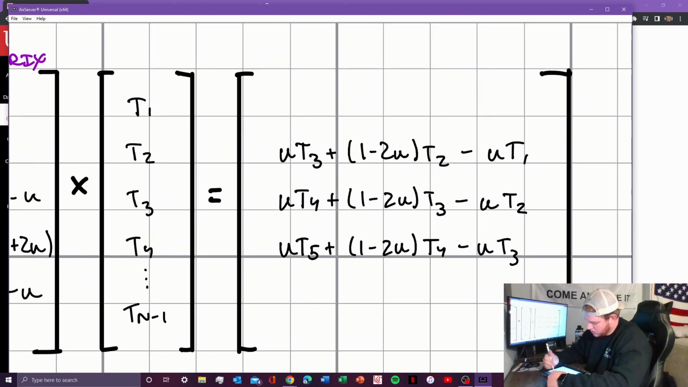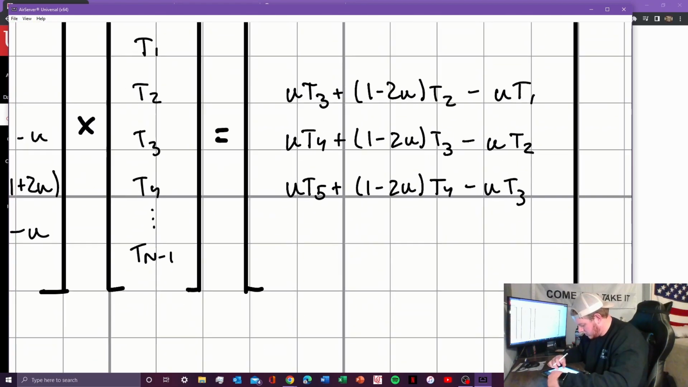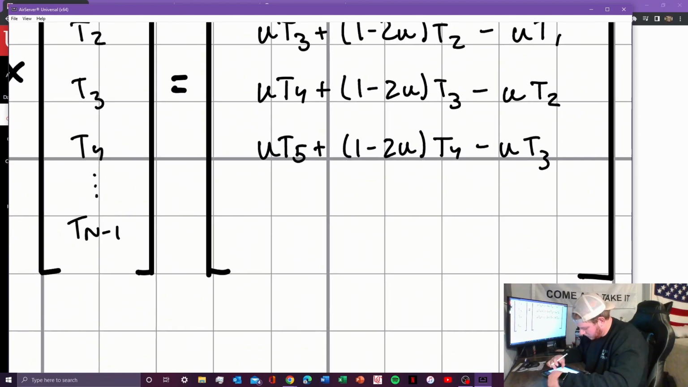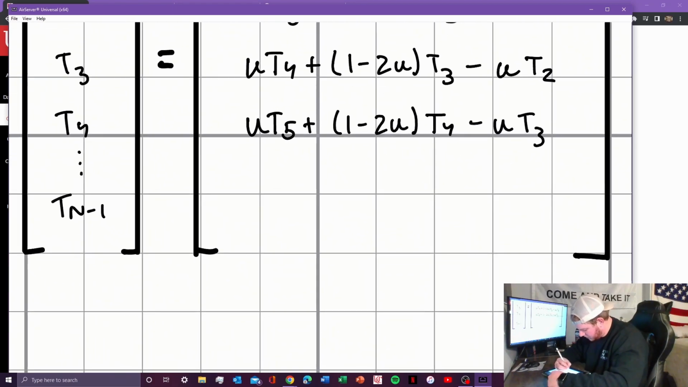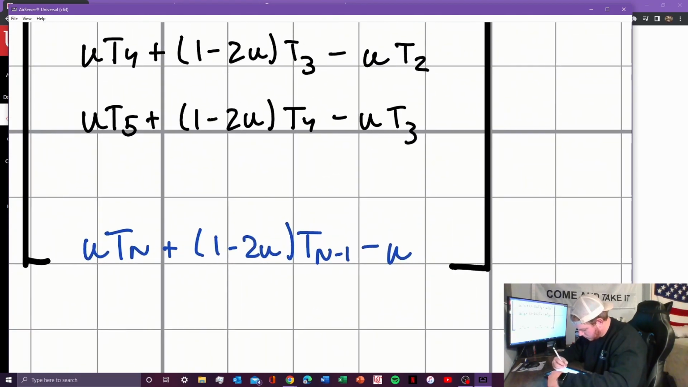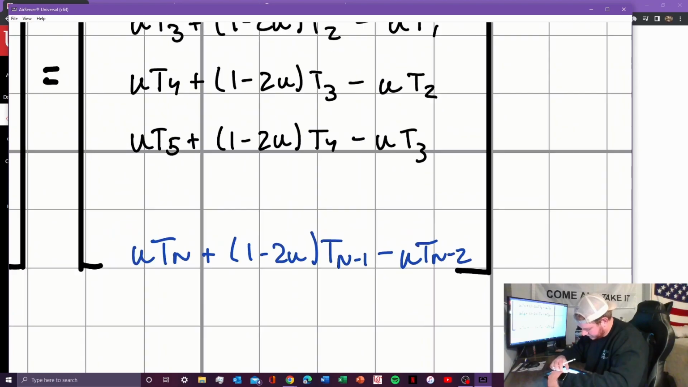Definitely a pattern. So it's u t to the n plus 1 minus 2u t to the n minus 1 minus u t to the n minus 2. If we write that for the n minus 1 term here, we get u t to the n plus 1 minus 2u t to the n minus 1 minus u t to the n minus 2.